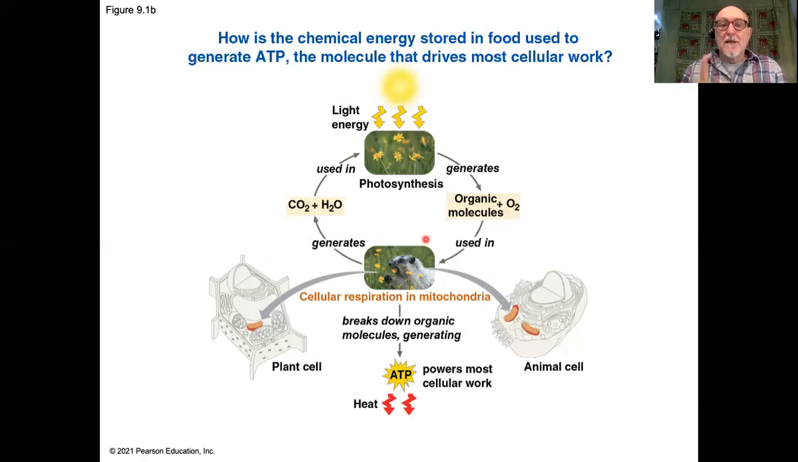Today, we want to have a look at exactly how it is that we derive energy from these already created organic molecules. What is it about these molecules that makes them a source of energy? What does that energy look like in those molecules? And how do we access it? The way in which we access it is principally through a process called cellular respiration.